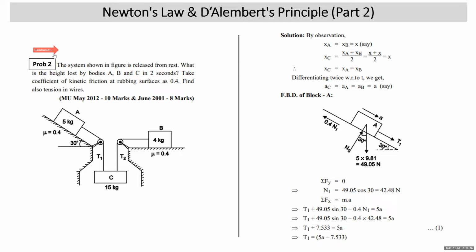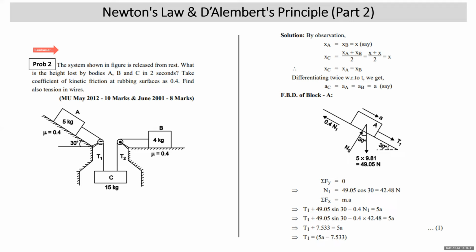Now, students, you can see that this is block A of 5 kg kept on the inclined plane making 30 degrees with the horizontal, with coefficient of friction between block A and the plane as 0.4. This is block B, which is kept on the horizontal plane, with coefficient of friction 0.4. There is a string in which tension is designated as T2, taken around a frictionless pulley connected to block C. There is a string connecting block A, taken around a frictionless pulley, and it is connected to block C.